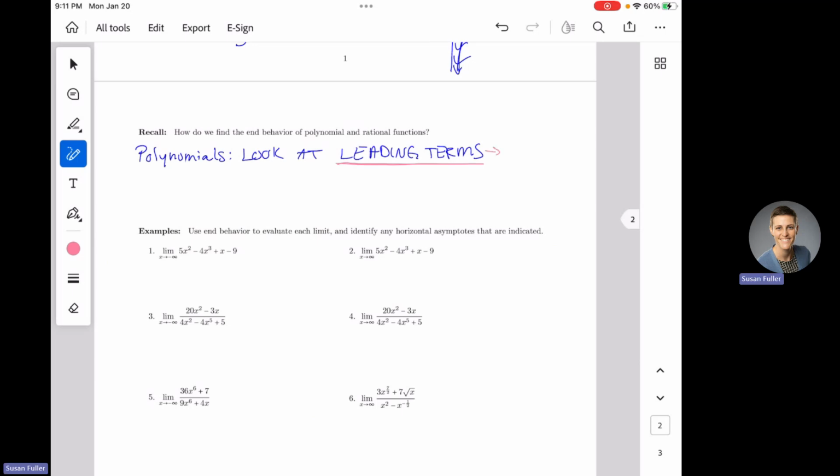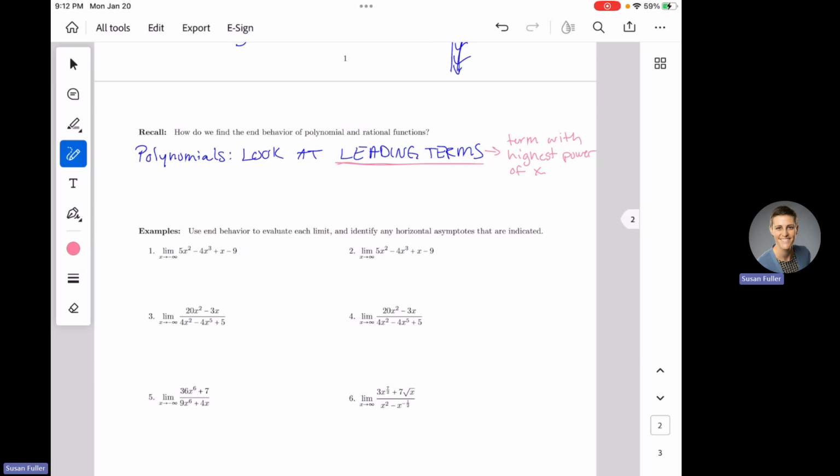A leading term is the term with the highest power of x. Not necessarily the one that comes first. It's the one with the highest power of your variable. A term, if it's been a while, is basically anything that's connected by addition or subtraction. You're going to take the number part and the variable part, but you're going to take the one with the highest power of x. And with polynomials, those leading terms are going to tell you where the whole thing goes.